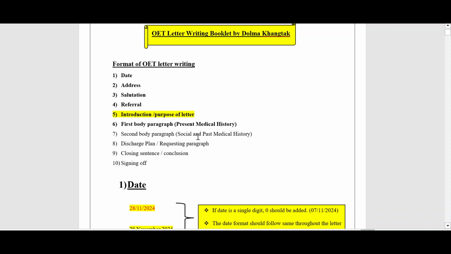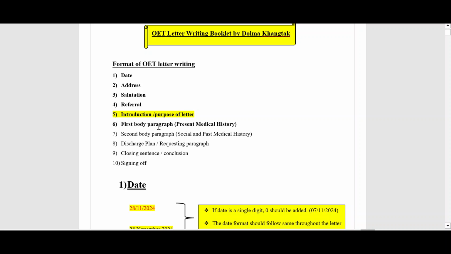Before heading to the second body paragraph, I want to tell you one more thing about the introduction, or the purpose of the letter, which is very important. In the purpose of the letter, I have clearly mentioned the pattern you can write, so please write those patterns and just fill in the necessary information from the case note, and I'm sure you will get the maximum marks from this. The impression of the letter comes mainly from the purpose of the letter. The second thing is the first body paragraph, which I have discussed in my previous video as well.